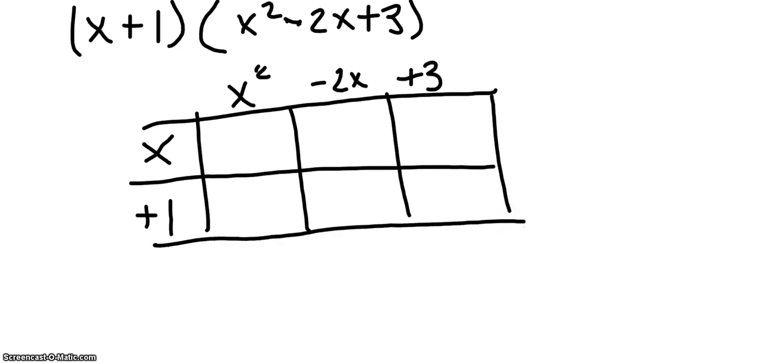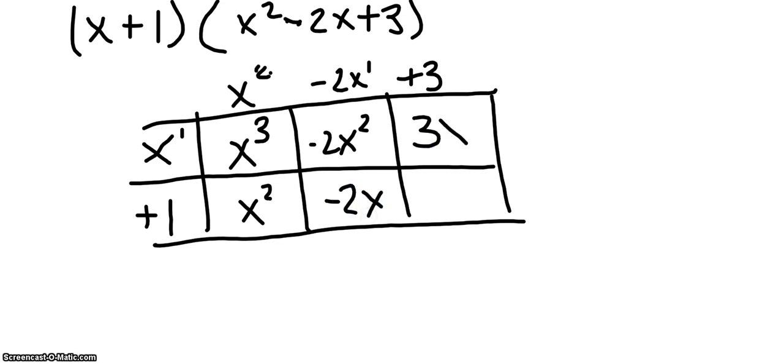X squared times x, so again, 1 and 2 makes 3, so x cubed. And then we have x squared times 1, so that's just x squared. Then we've got x times negative 2x, so again, this one has a 1, so we add those exponents, so x squared, but don't forget the coefficient out front. And then negative 2 times 1, negative 2x. And then we've got 3 times x, so 3x, and then we got 3 times 1 is 3.